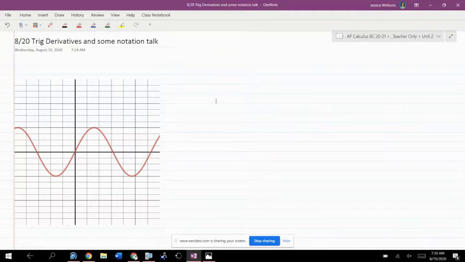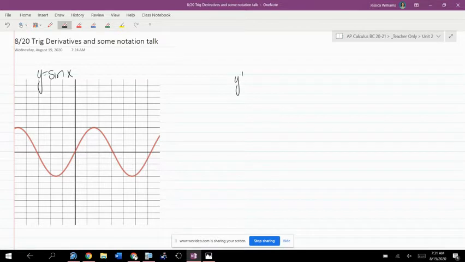Hi friends, today I'm going to make sure you find all of your trig derivatives, and I'm going to show you some notation that I think has been thrown at you and maybe not really talked through very thoroughly, so I'm going to try to be kind of thorough about it. First though, this is a graph of sine, and I want to go find the derivative of sine.